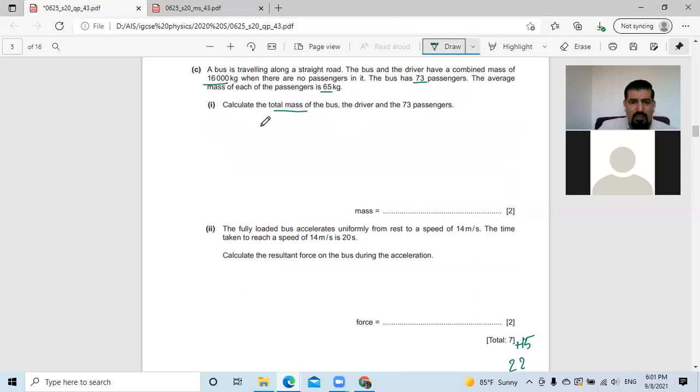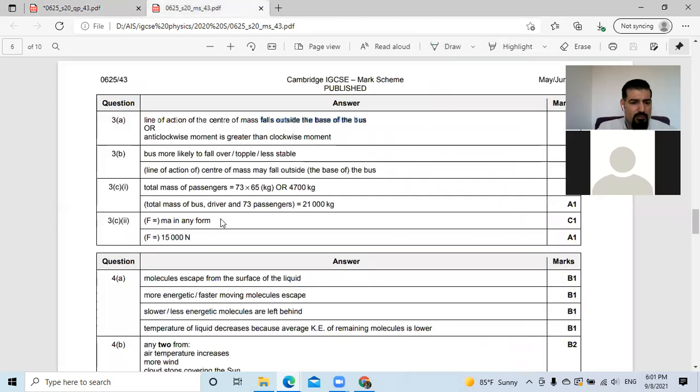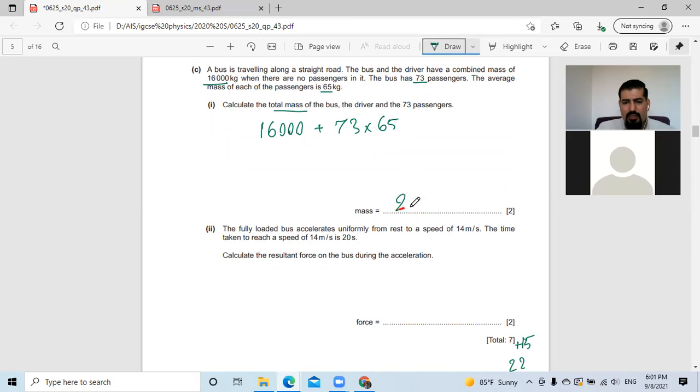So it's easy. The total mass is 16,000 plus 73 multiplied by 65, and this is the total mass. The answer is how much? The answer is approximately 21,000 kilograms.